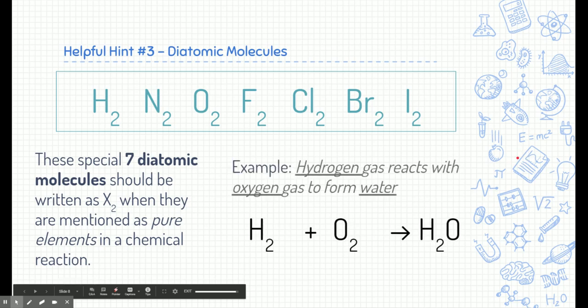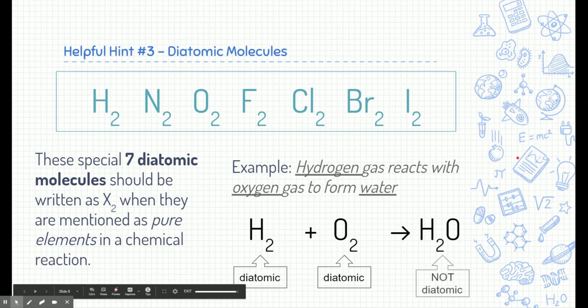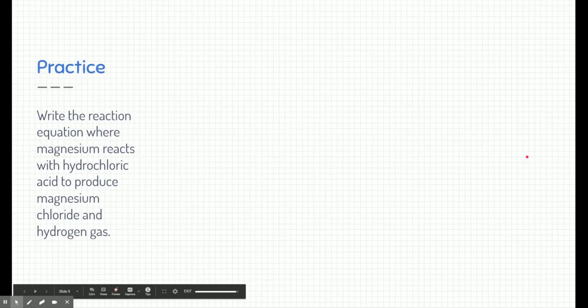Here we have hydrogen gas reacting with oxygen gas to form water. Now, when we write hydrogen, we don't just write H, we write H2 because it's one of the special 7 diatomic molecules. Same with oxygen. Oxygen is one of the special 7 as well, so we write O2. So both hydrogen and oxygen are diatomic. Now, water, on the other hand, is not diatomic because it's not a pure element, it's a compound. It's just a coincidence that water has H2 in it. That H is not diatomic in this sense. Notice that the oxygen doesn't even have a 2. Again, because it's not diatomic, it's part of a compound.